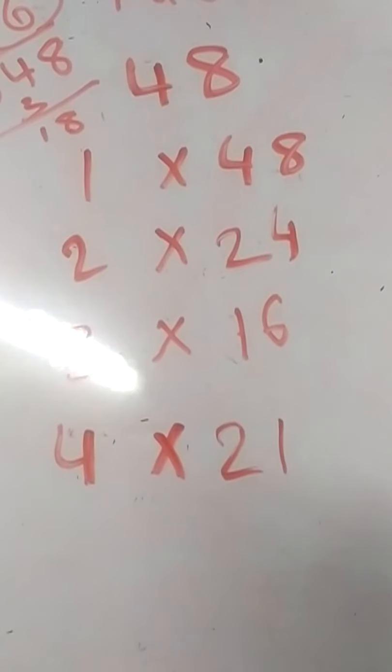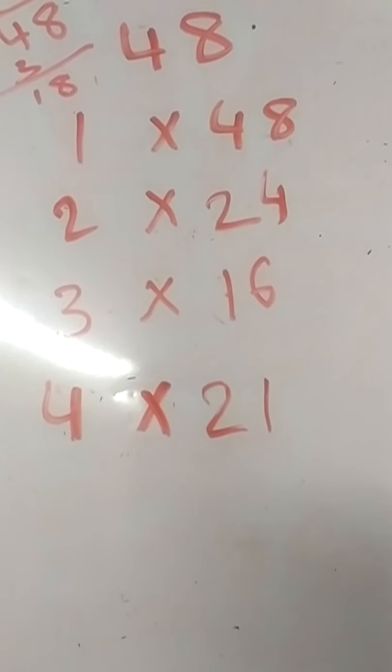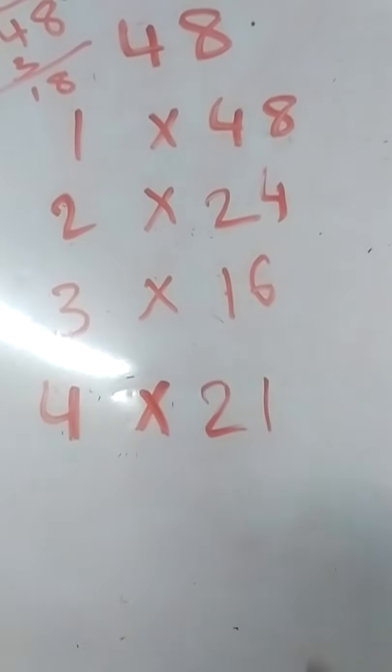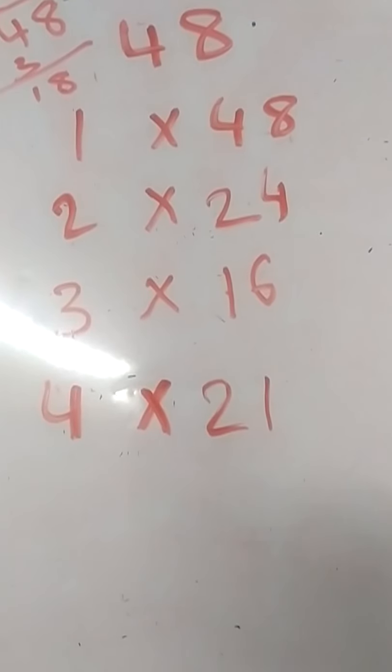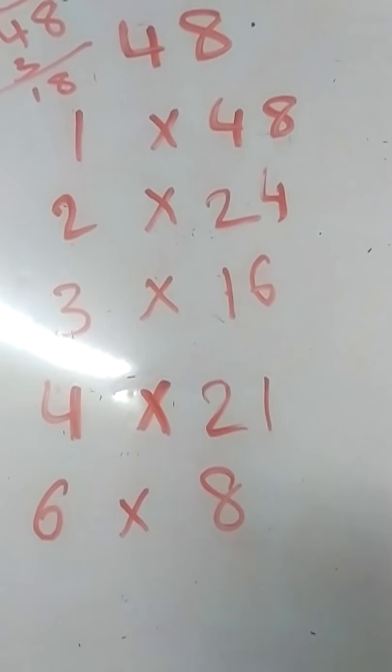Then I ask myself, 48, is it divisible by 5 or not? Of course it's not divisible by 5 because it doesn't end in 0 or 5. So I'll skip it and move to 6. And I'll ask myself, is 48 divisible by 6 or not? For sure it's divisible by 6 because it's divisible by 2 and 3. And we know that when the number is divisible by both 2 and 3, it's going to be divisible by 6. And 6 times 8 equals 48.